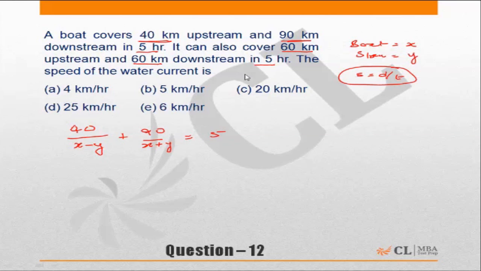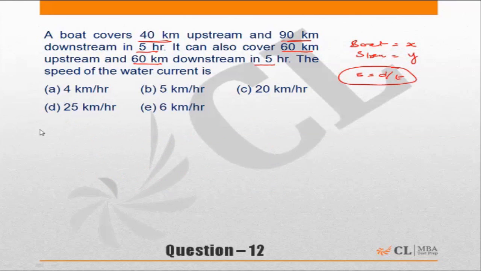Similarly, we will write the second equation as 60 upon x minus y plus 60 upon x plus y equal to 5. Now we have got two equations, two variables, we will start solving them. Most probably you will get the answer, but it's going to be extremely cumbersome and time consuming. Let us look at an alternate way of solving this question. Let me erase the slide so that we have some space.